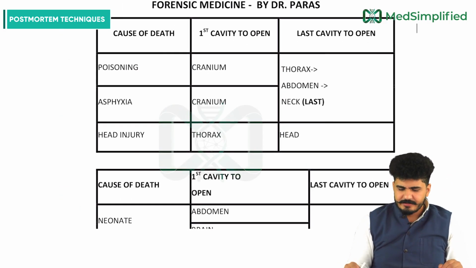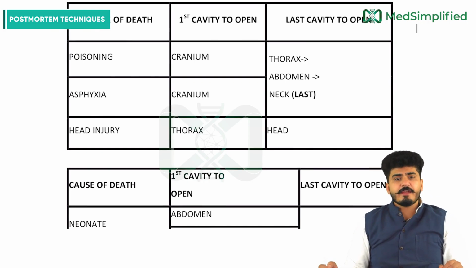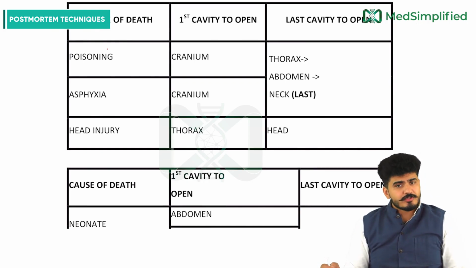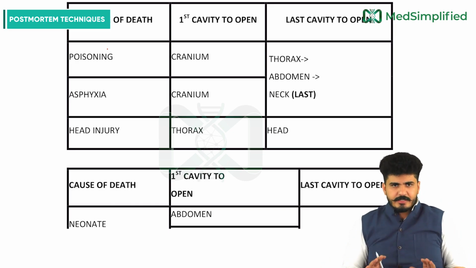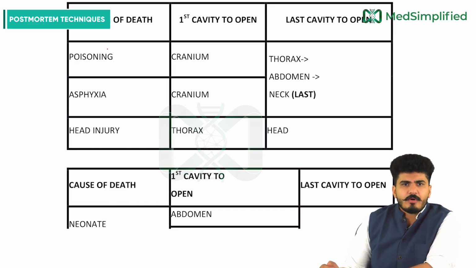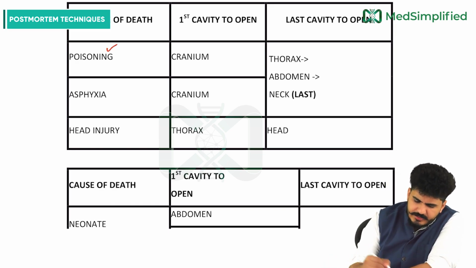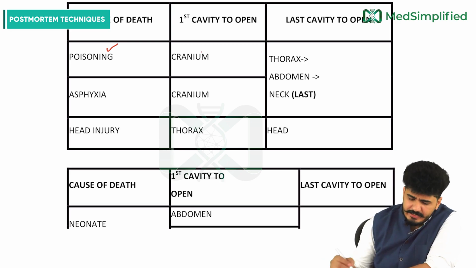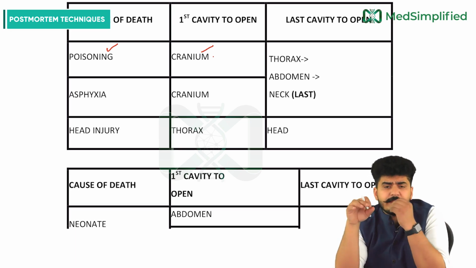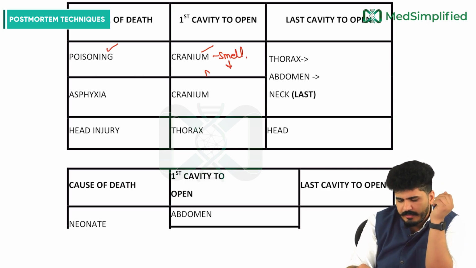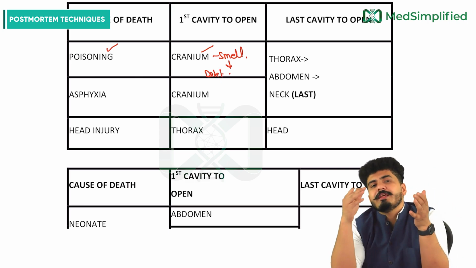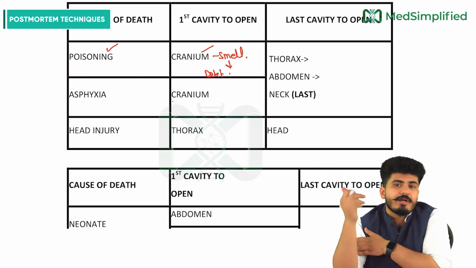So we have a beautiful table along with us, where we'll be learning about all these things, my dear friends. Cause of death, first cavity and the last cavity we need to open. A very important table you need to learn. If poisoning is the cause of death, the first cavity to be opened is the cranium. The moment you open the cranium, there will be a smell. Because of the smell, you will be able to detect which poison he or she might have taken before dying.